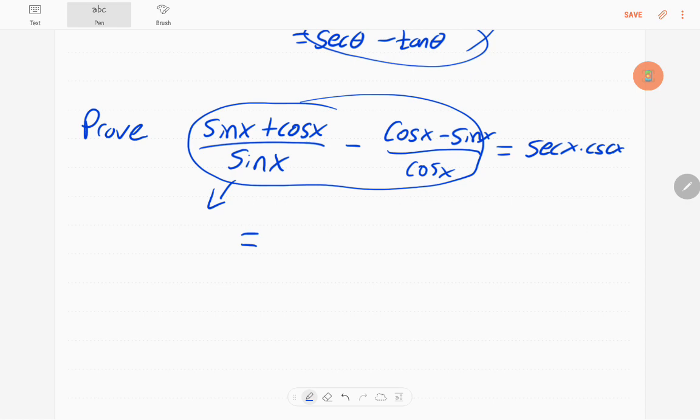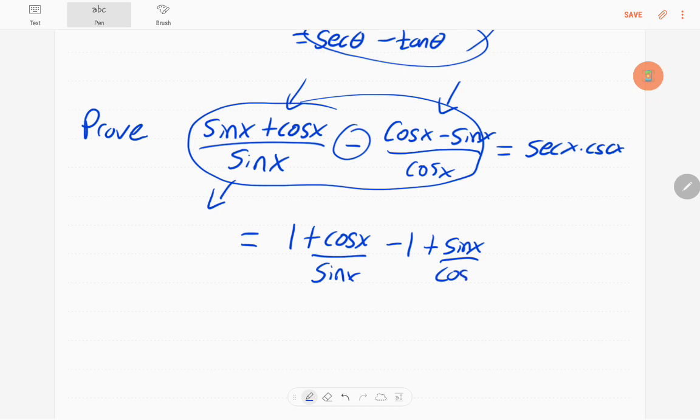So now if I'm looking there, I see I can divide each piece by sine for this first piece. So this would be 1 plus cosine of x over sine. I notice for this, I can divide each piece by cosine. So it would be 1 minus sine of x over cosine, but because of this negative, I'm going to write it as negative 1. I'll distribute. Plus sine of x over cosine of x.